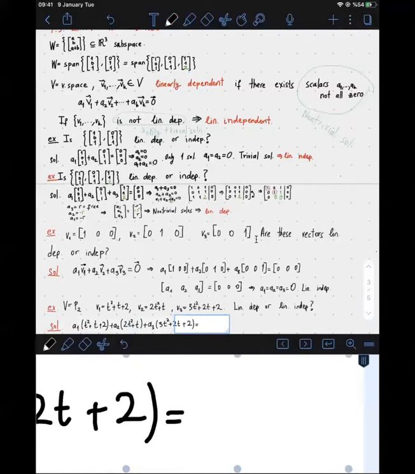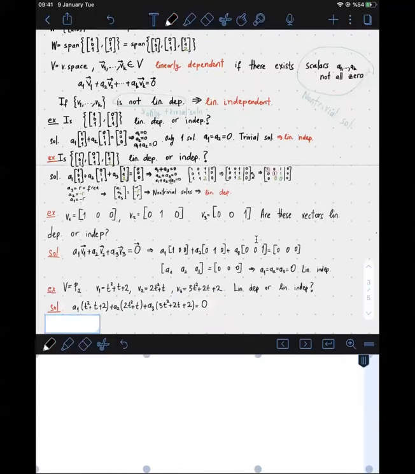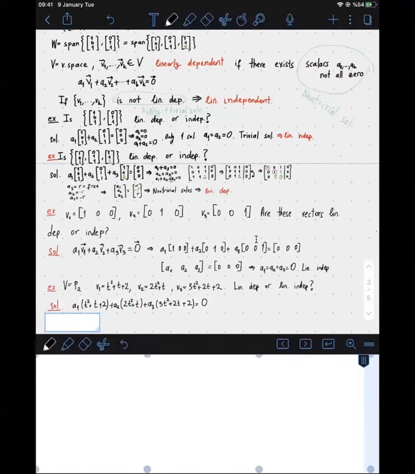I mean, what is the zero vector in P2? It's the zero polynomial, as I said. I gave the answer. So it's 0. Okay, so this is a polynomial equation. So it will be satisfied if the corresponding coefficients of the powers of t are equal.